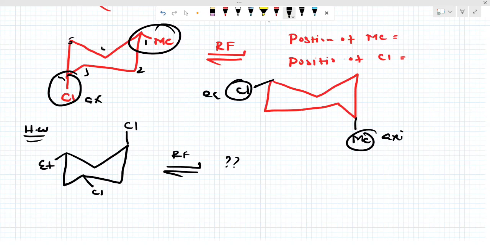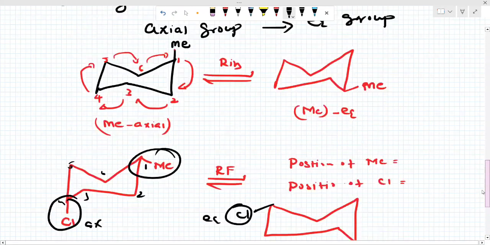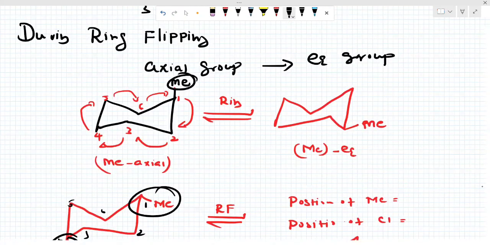Now listen, what is the next question? In the first structure, the methyl group is axial, right? And in the second structure, the methyl group is equatorial. Among these structures, which is the most stable? Suppose the methyl group occupies the axial or equatorial position, which is the preferred position to occupy? Either axial or equatorial. I'm going to discuss that now.